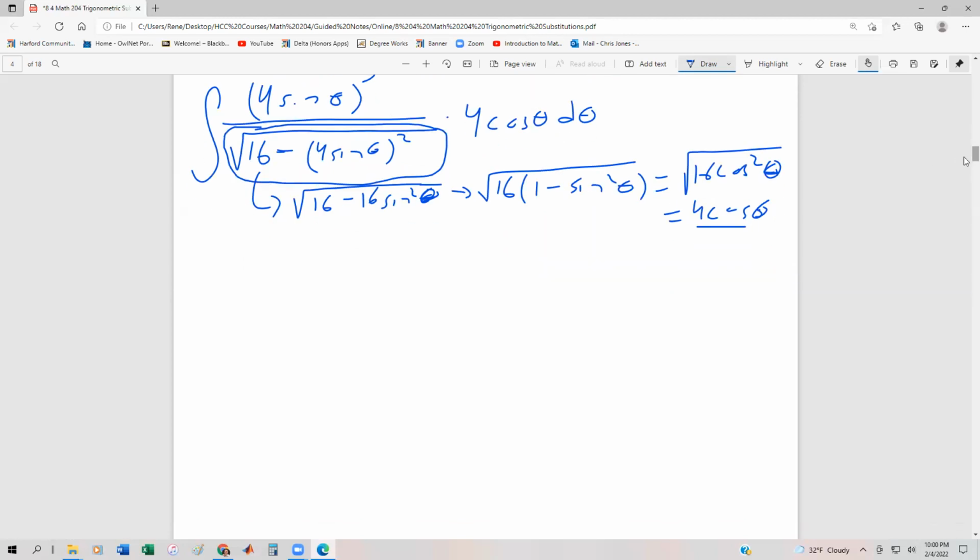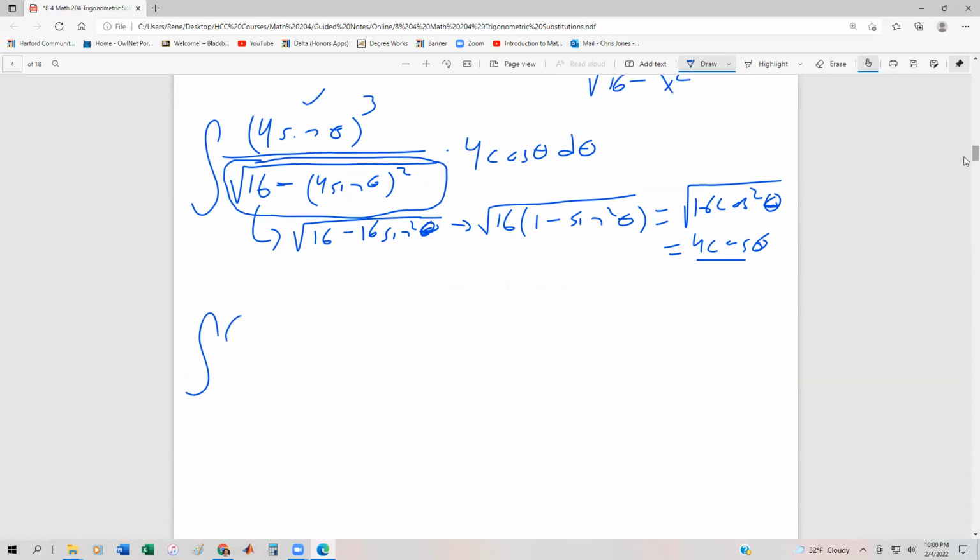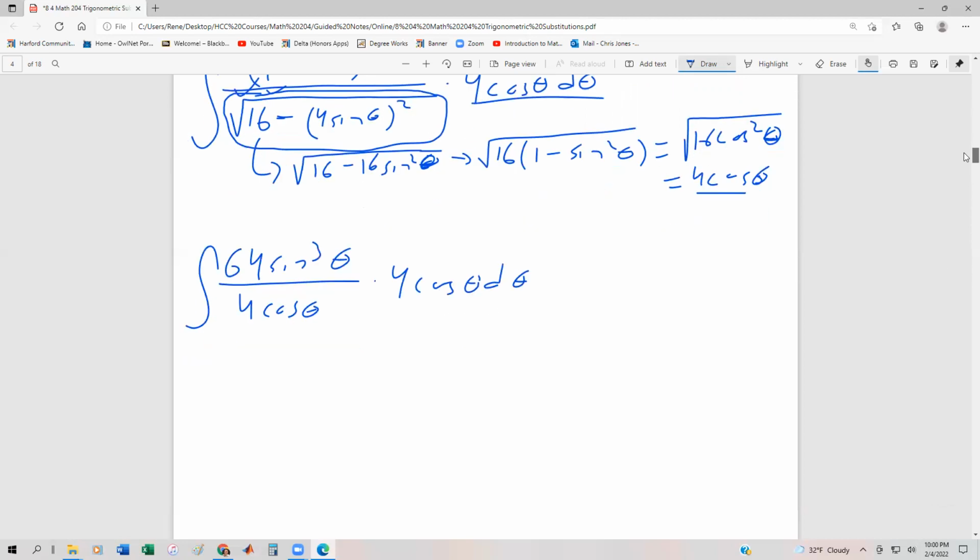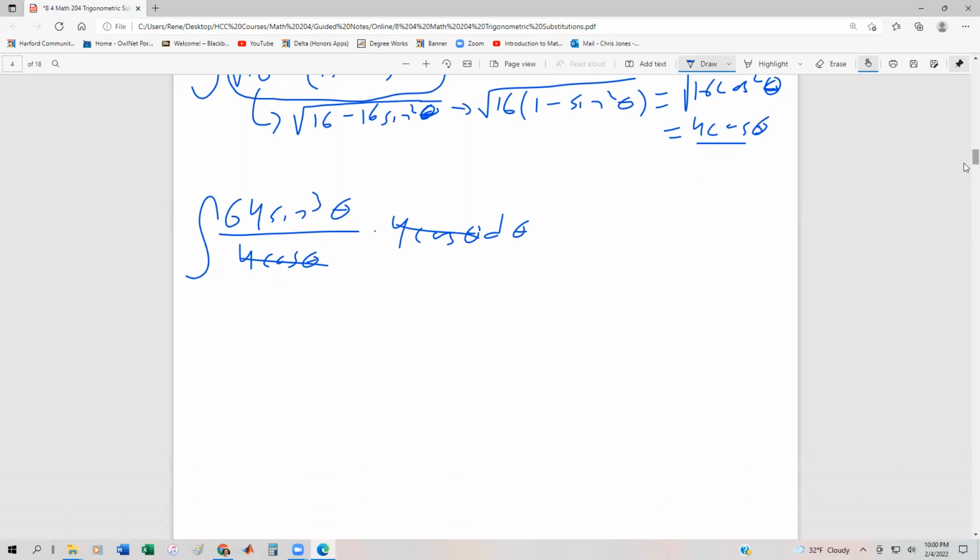So next line, when we cube out that 4 sine, we're going to get 64 sine cubed of theta. In the denominator, this whole thing becomes 4 cos of theta. And then we still have the 4 cos theta d theta off to the side from the dx. Now, usually what's going to happen is something nice is going to cancel out, and it does this time. So we just get rid of that 4 cos of theta. We're left with sine cubed theta times 64. We can factor the 64 out, and we're left with sine cubed of theta d theta.